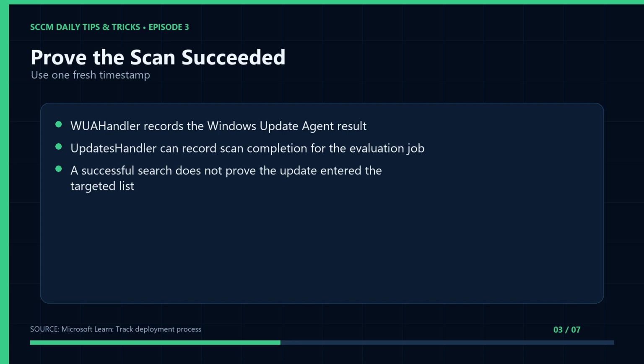In UpdatesHandler.log, an assignment evaluation can show that the scan job was initiated and completed. Stop reading these entries as proof that the patch must appear. They only prove the detection request returned. The decisive next event belongs to UpdatesDeployment.log.